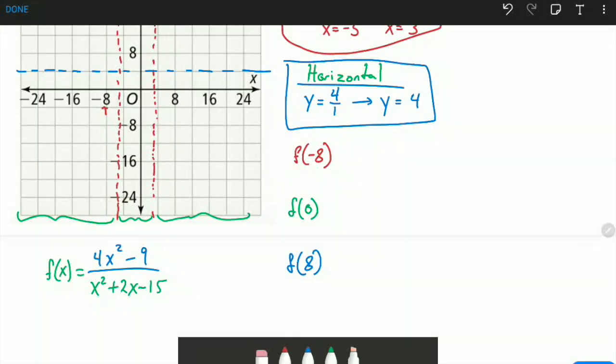Okay, so I've scrolled down a little bit and wrote my equation out so I can see it again. But I'm just going to go ahead and plug x into each of the equations. So we're going to do 4 times -8 squared minus 9. And then we'll divide it by -8 squared plus 2 times -8 minus 15.